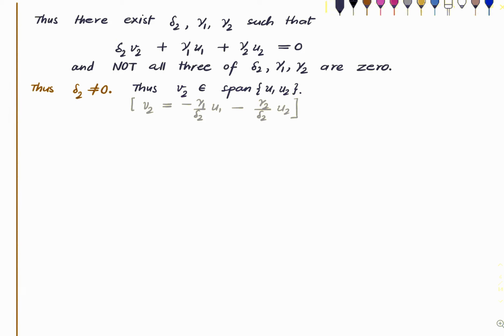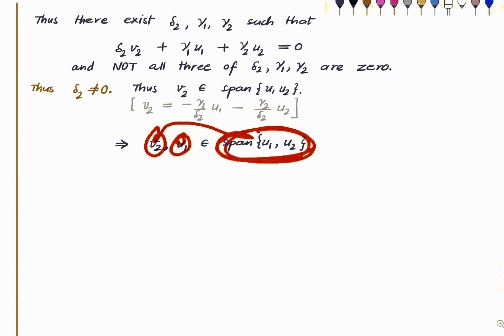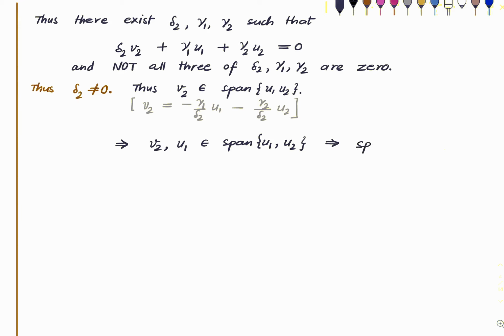Now, therefore, v2 and u1 are in the span of u1 and u2. Why? Because we showed v2 is here and u1 is clearly here because u1 is sitting here. So we have that, which implies span of v2 and u1 is contained in span of u1 and u2.